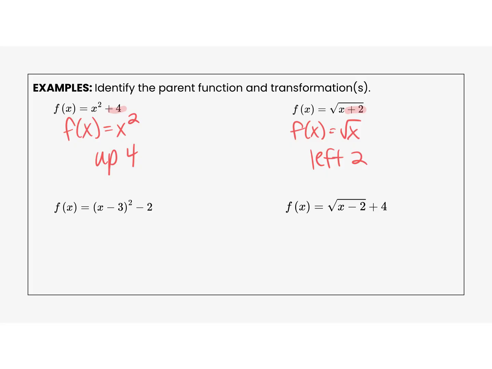Okay. Third one we're going to look at, I see an x squared, or a value squared. So that's my parent function. And then here, if you notice, I have two shifts. So I have both a horizontal and a vertical. If we start with the vertical, I have a -2 on the outside. That's telling me I'm going to go down 2. And then this -3 on the inside is telling me I'm going to go right 3.